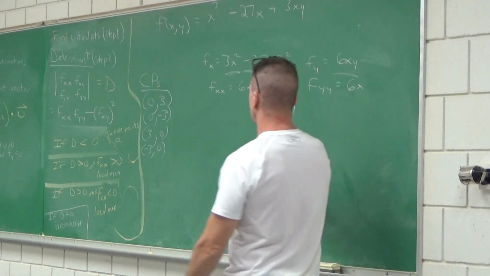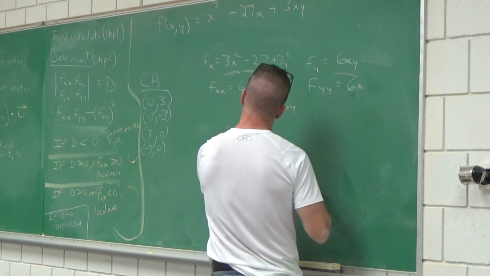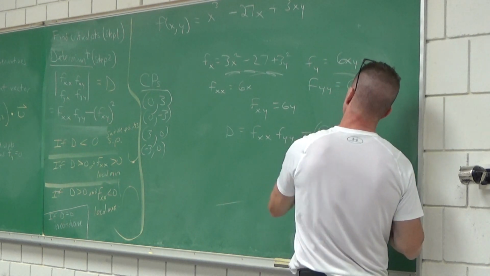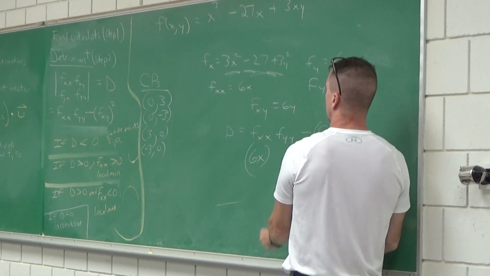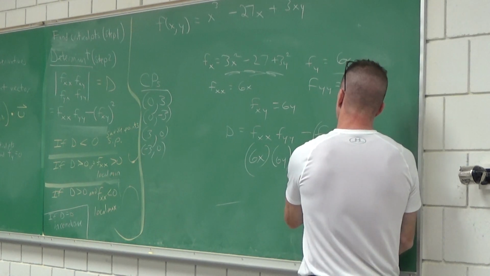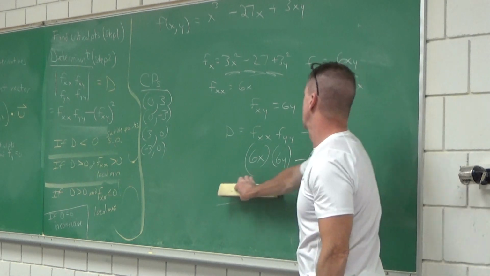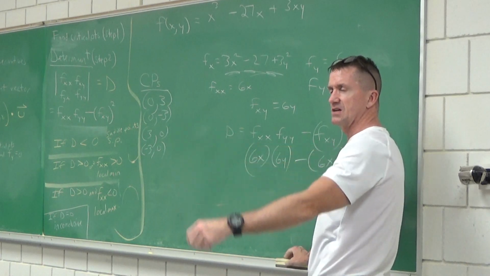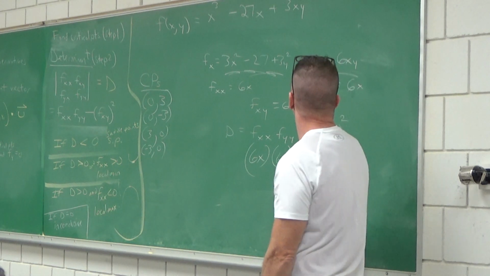All right, let's put it in a formula. What is it? Determinant equals fxx times fyy minus fxy, all what? Squared. So this is 6x, fyy is 6y, minus 6x squared. So far, so good. Hey, you want to write this again? Might as well. What is that? 36xy? Go ahead. Isn't fyy 6x? Oh, you're the best.